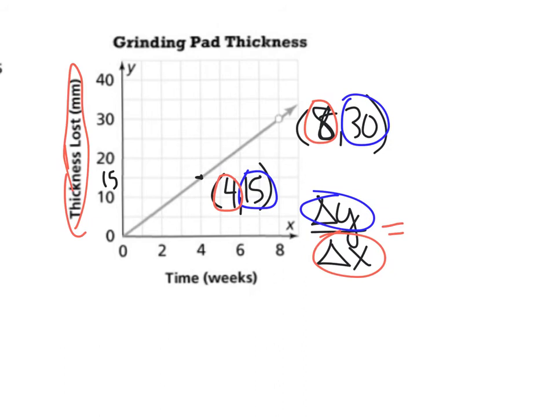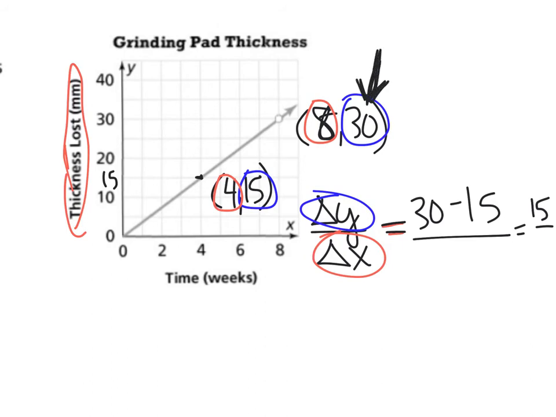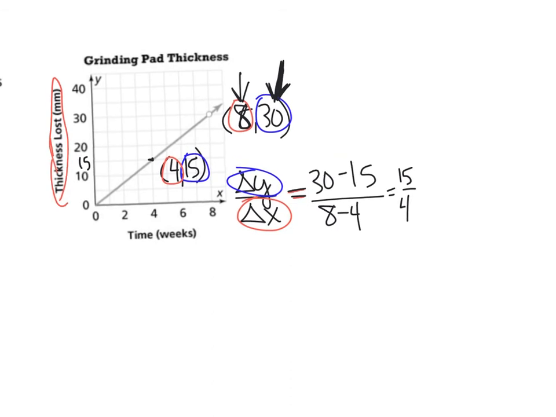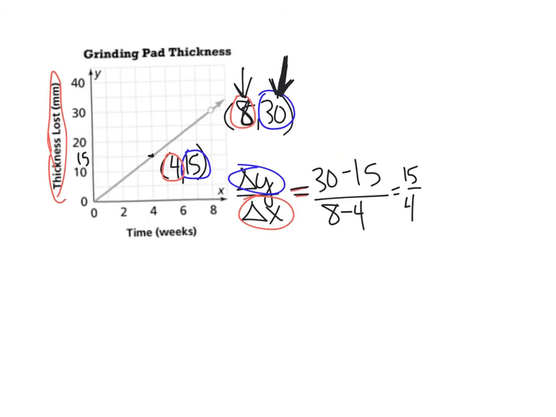So for the change in y, we could take 30 minus 15, which would be 15. By how we worked that out, we started over here with the 30. So if we do the change in x, we're going to want to go in the same order. In other words, we need to start over here with the 8 and take 8 minus 4, which is 4. Okay, so 15 fourths. If we look at our units, that's telling me we're losing 15 millimeters every 4 weeks.